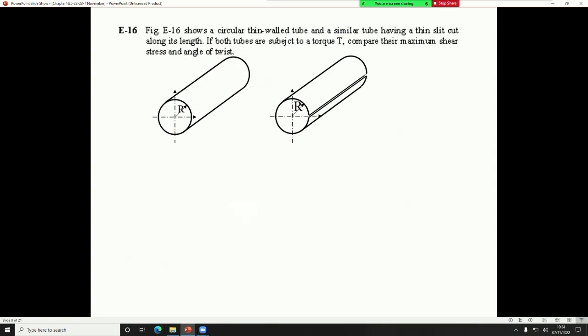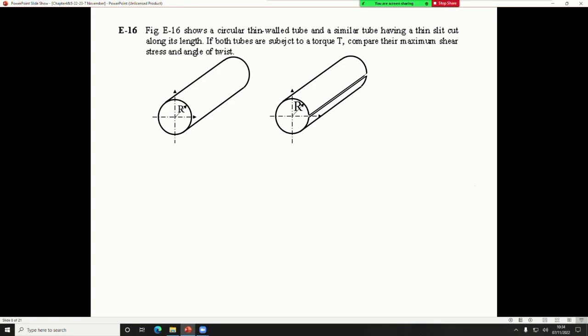So we move on to the next example. This is a very good example that we can compare the strength and the stiffness of a closed section and open section. So that's what I said at the beginning: when you're designing a structure which is a combination of open and closed sections, if it's subject to torque, then you ignore the existence of the open parts. In this example, we've got a single cell on the left-hand side. On the right-hand side, we have exactly the same cell, but we've got a cut on the side. Assume that the height of the cut is very, very small.